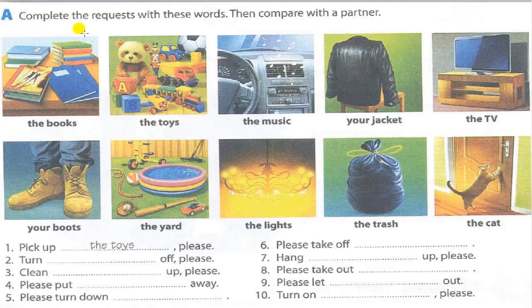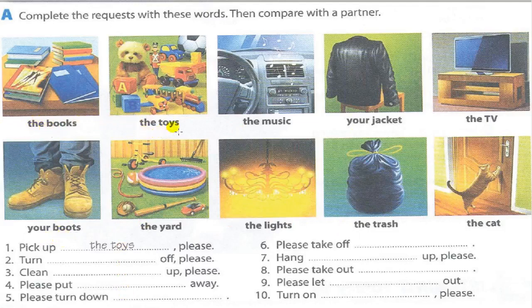A. Complete the requests with these words, then compare with your partner. In this exercise, you have 10 requests and 10 pictures. You try to write these words in the blanks. You take the words and write them here, after the verb. Of course, more than one answer is possible. Maybe for one question, you could have two, three, four answers.